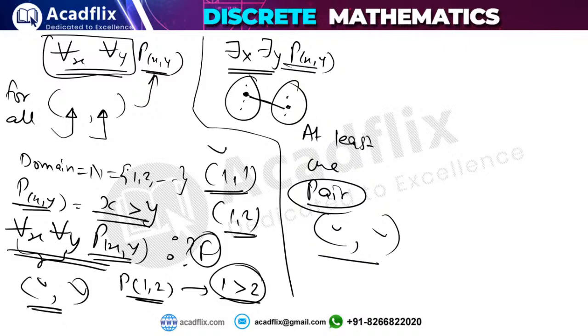Okay, let's take the same example. The domain is the set of natural numbers. The statement is pxy: x greater than y. Now tell me what is the truth value of there exists x, there exists y, pxy? What is the truth value of this? Tell me.